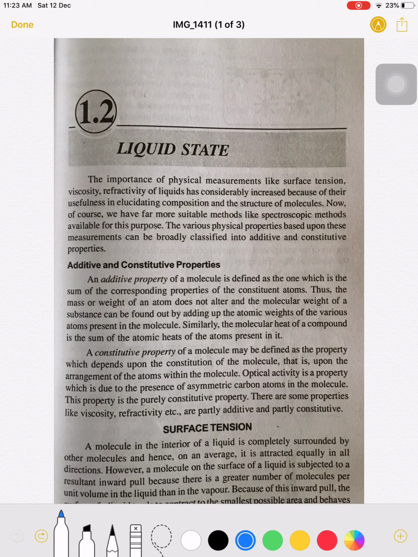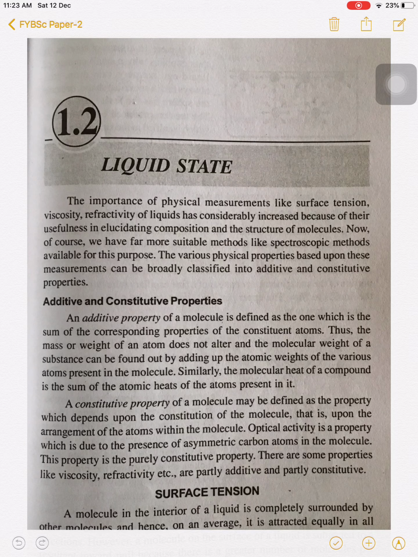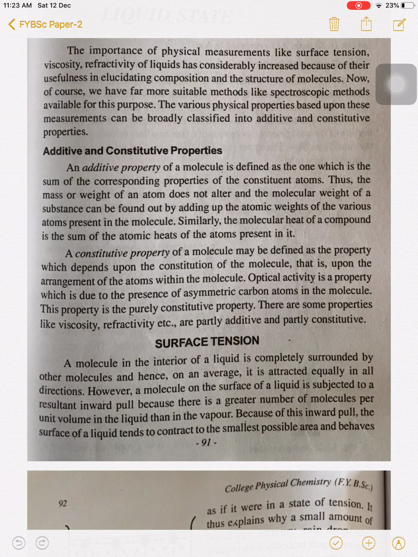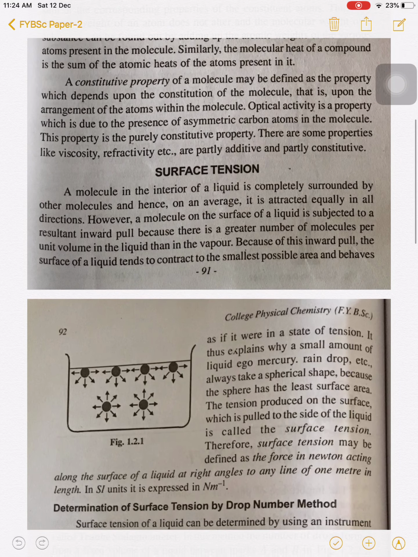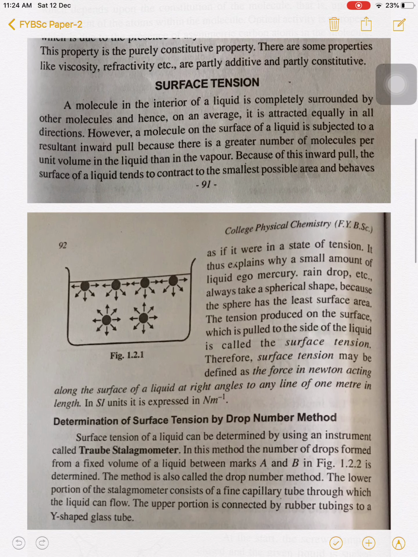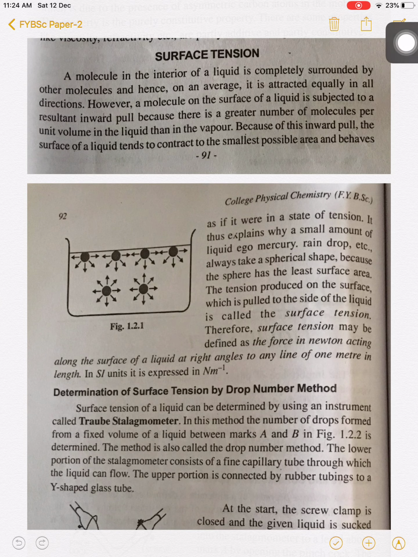So begin with the study of different properties of the liquid. We must know what is meant by additive and what is meant by constitutive property. Additive property is the sum of the corresponding properties of the constituent atoms, and constitutive property depends upon the arrangement of atoms within the molecule. So let's begin with the property that is surface tension of the liquid. Now see here what is surface tension.